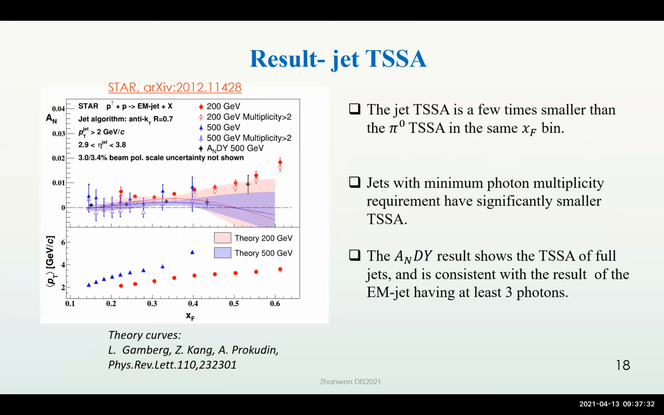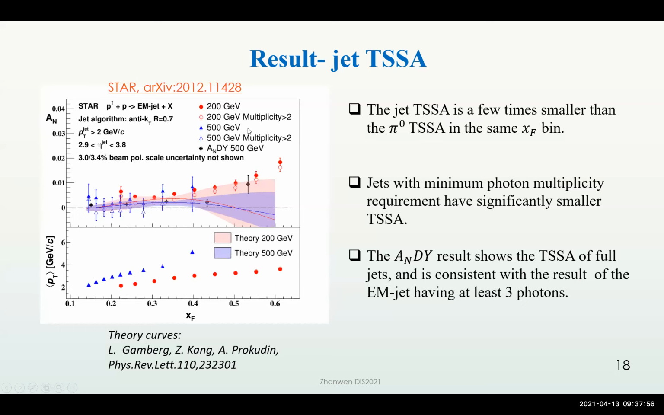So that's the story of the pions, and then we have the measurement of the jet. The trend looks similar to the pions, increasing with XF, but the magnitude is much smaller. If we look back at the pion plot, it was 0.05 or 0.06, while here it's 0.01.